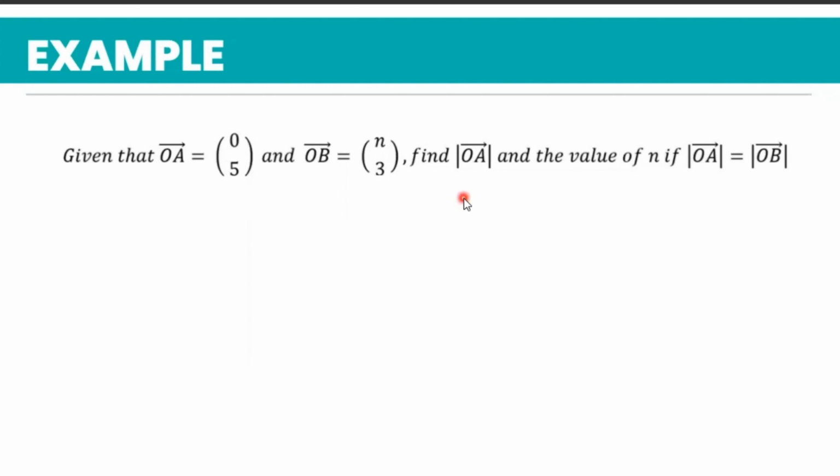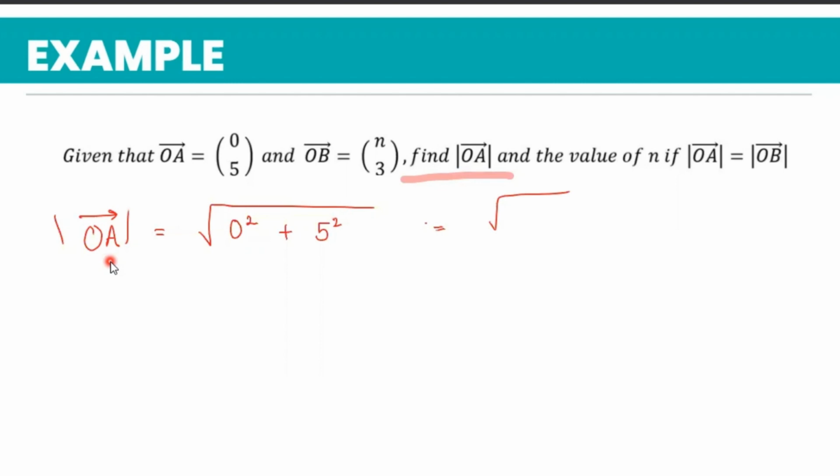We will go ahead and find out the magnitude of OA. Like we've just seen, we're going to get the square root of the sum of the squares of our vertical and horizontal components. In this case, our horizontal component is 0, so 0 squared plus the vertical component, 5 squared. The square root of this would give us the magnitude of vector OA. If we work this out, we know that 0 squared is just 0, and then 5 squared is 25.